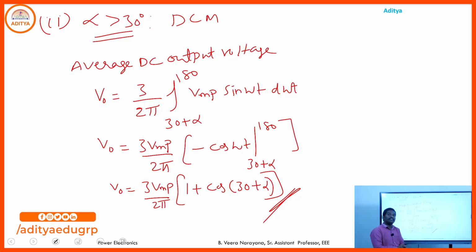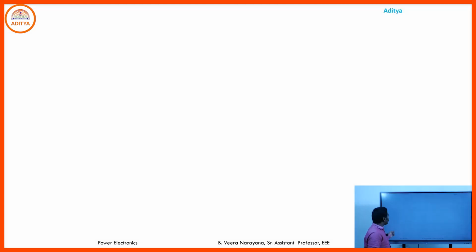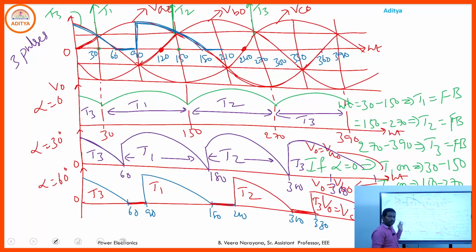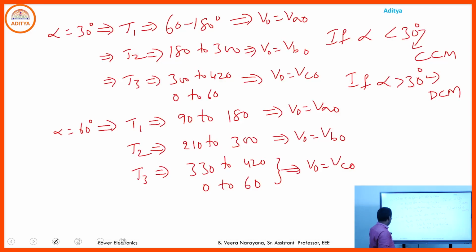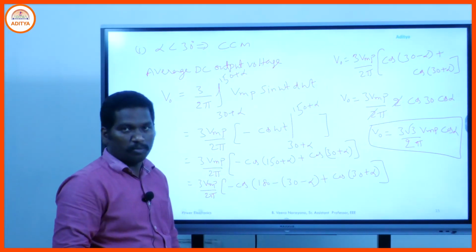So in this class we discussed the single phase, we will revise the single phase converters, and we concentrated on 3-phase half wave converters with R load for alpha less than 30 degrees and alpha greater than 30 degrees. We considered the output voltage and output current. If you go through the output current waveform, here we have the resistive load, so the output current is simply in phase with the voltage. And we also derived the average DC output voltages in both continuous conduction mode and discontinuous conduction mode. Thank you.